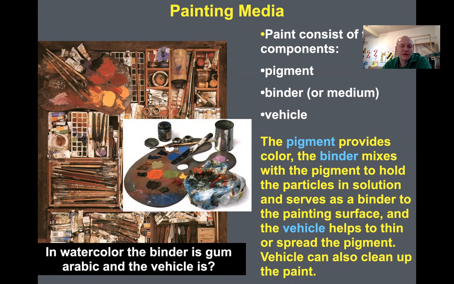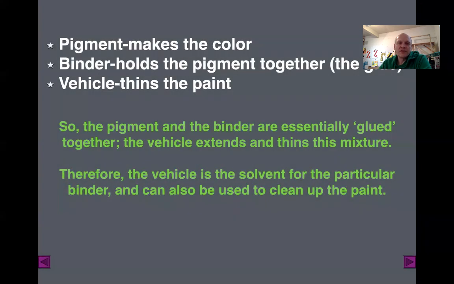So in watercolor, we've got pigment, and then we've got gum arabic, which is a tree sap, and then we've got water. So water is the vehicle. We can thin out the paint, or we can also use water to clean up the paint. So think of it this way: pigment makes the color, the binder holds it together, it's the glue, and the vehicle thins the paint.